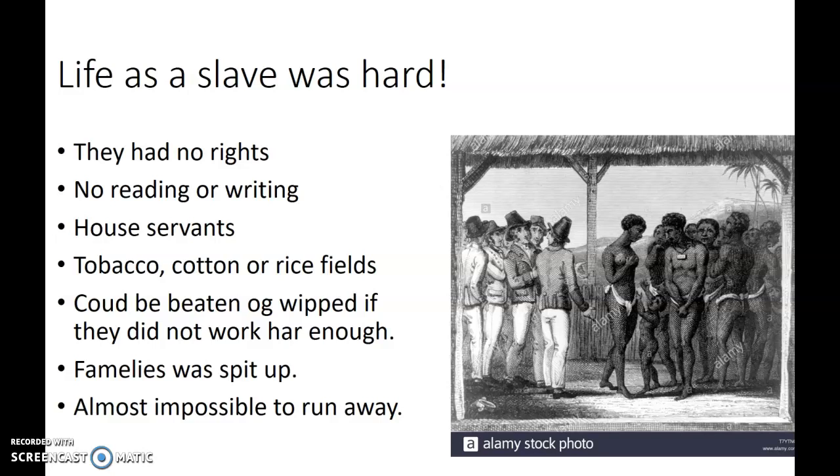And it was almost impossible to run away. Many slaves did, but what the owners did, they branded them. So, you know, like you do cattle, they branded them. So if they were found, everyone knew where to send them. And you wouldn't do that, because you wouldn't go back, because you were whipped or punished very badly.